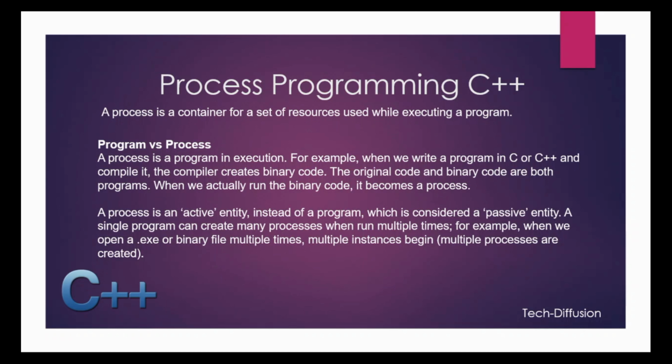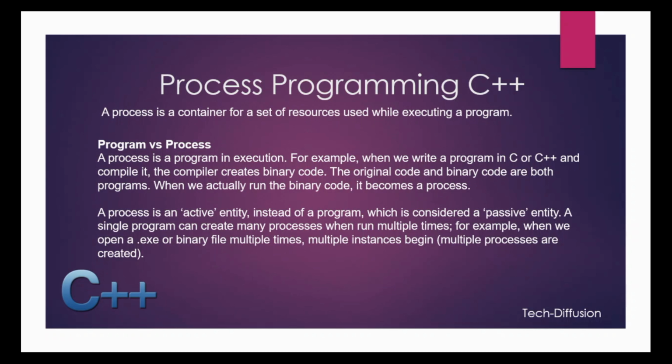Now we come to program versus process. A process is a program in execution. When we write a C++ program and compile it, the compiler creates binary code, and the original code and the binary code are both programs. When we actually run the binary code, it becomes a process.